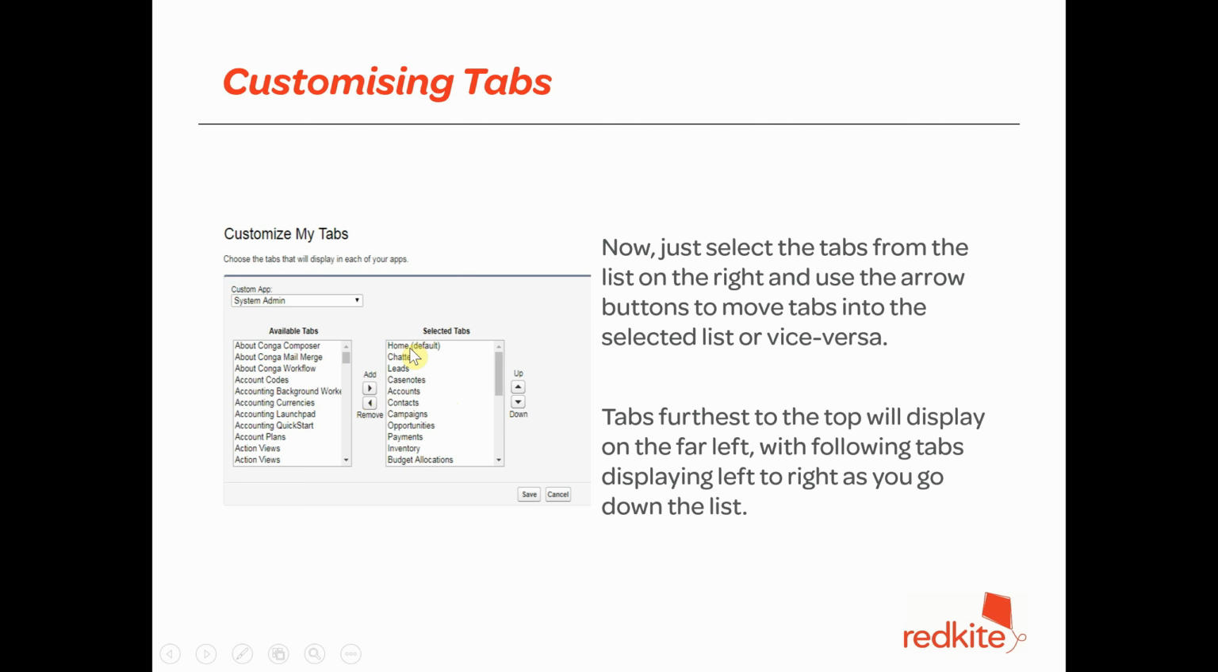So the ones at the top, they're going to display on the furthest left, and the ones on the bottom are going to be on the furthest right. And you can change them. So you click on one and change it by clicking up and down arrows to determine where it is on the left to right across your nav bar.